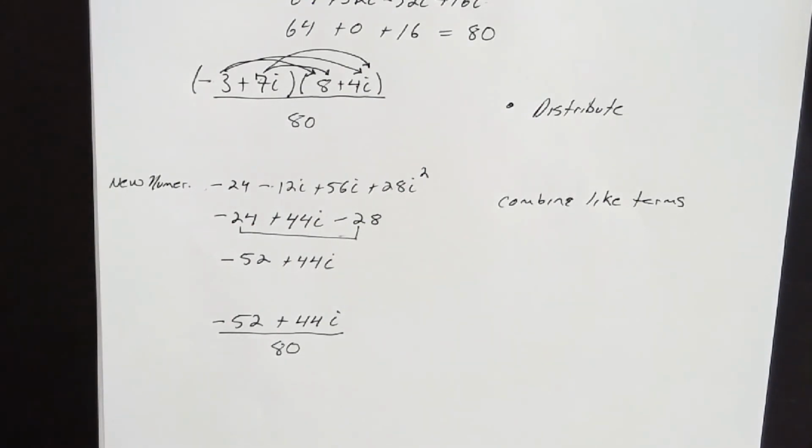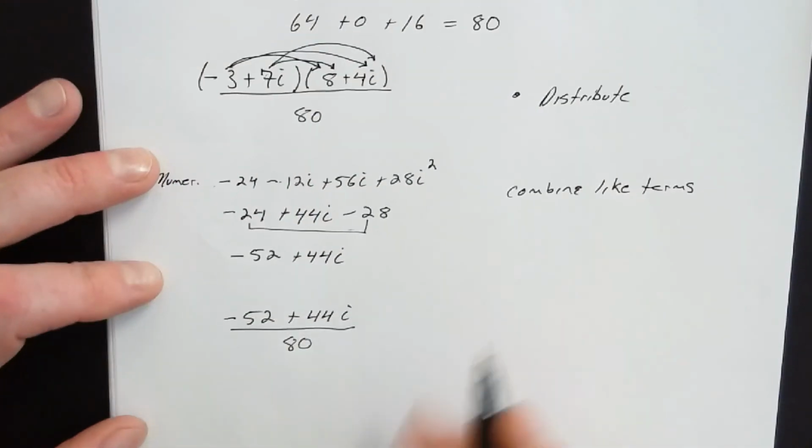Now you can separate these out. You could put minus 52 over 80 plus 44i over 80 and then break down the 80. I'm okay with it like this. I would accept it just like this. But be aware that on the challenge exam, you may have to fully break this down. And if we did fully break it down, this is what it would look like.